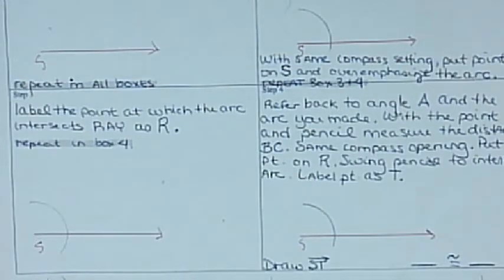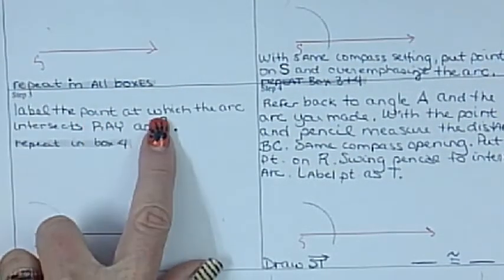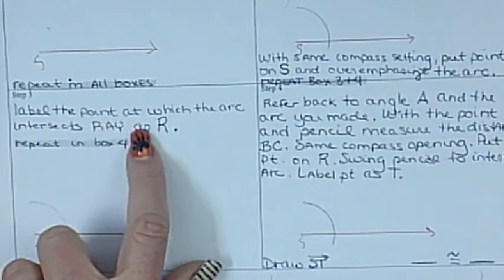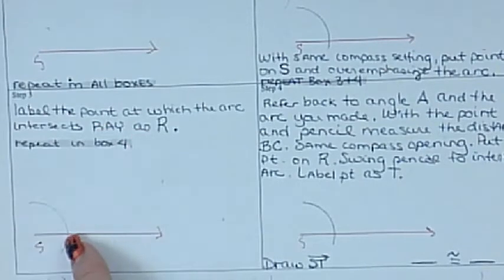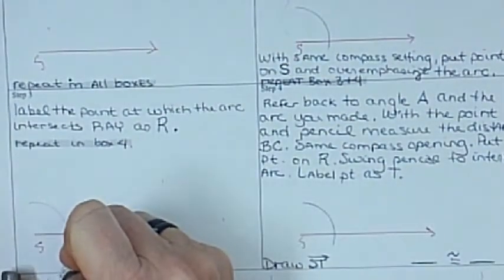Okay, we good? All right, so this next one says, label the point where the arc intersects the ray as R. So where the arc and the ray intersect, we're going to label it as R. And go ahead and label that in box 4 as well.